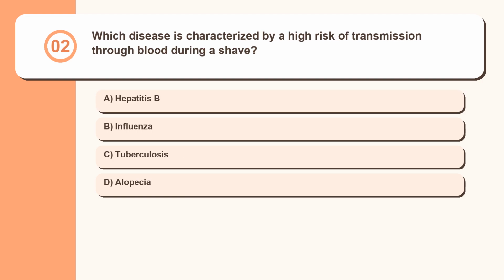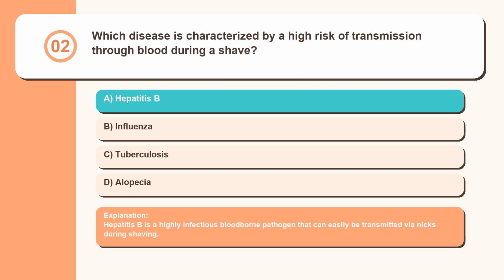Question 2. Which disease is characterized by a high risk of transmission through blood during a shave? Hepatitis B, influenza, tuberculosis, alopecia. Hepatitis B is a highly infectious bloodborne pathogen that can easily be transmitted via nicks during shaving.